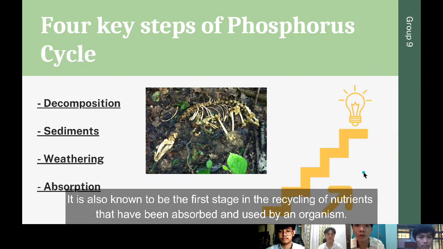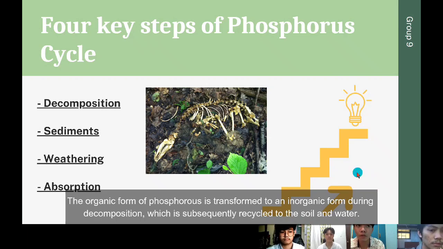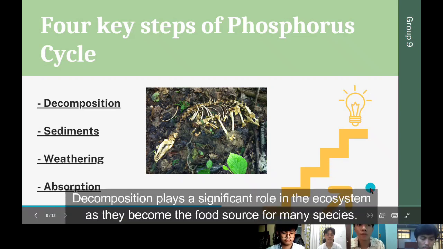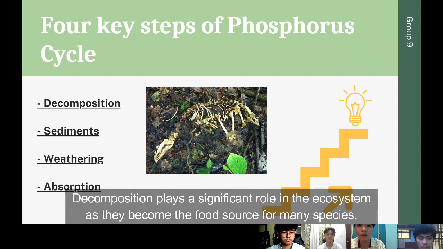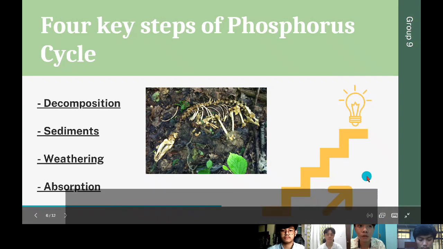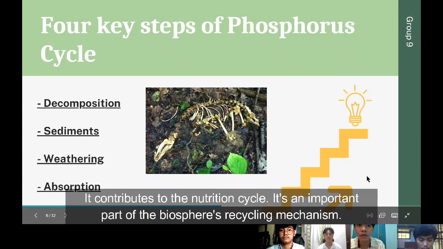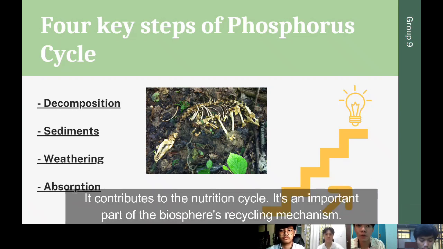by an organism. The organic form of phosphorus is transformed to an inorganic form during decomposition, which is subsequently recycled to the soil and water. Decomposition plays a significant role in the ecosystem, as they become the food source for many species. It contributes to the nutrition cycle and is an important part of the biosphere's recycling mechanism.